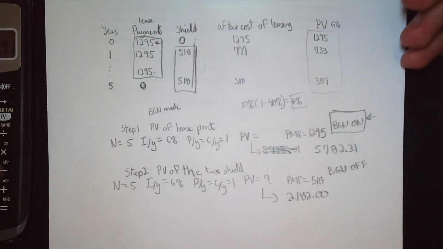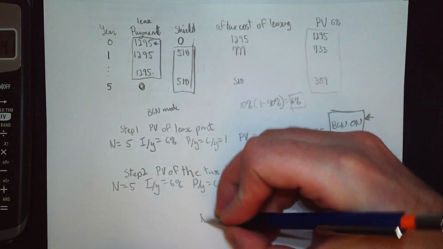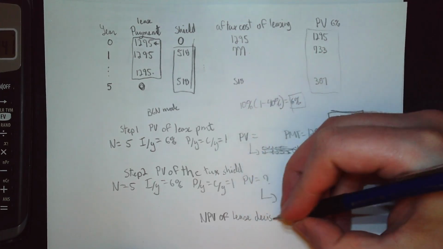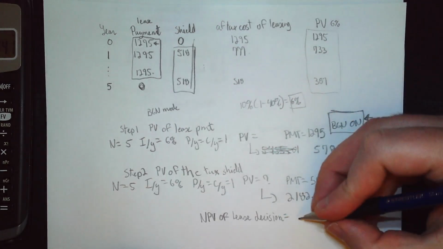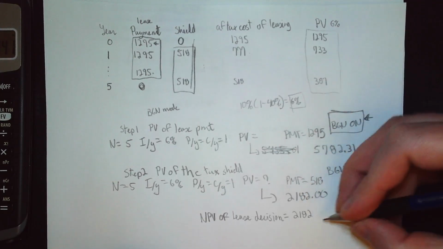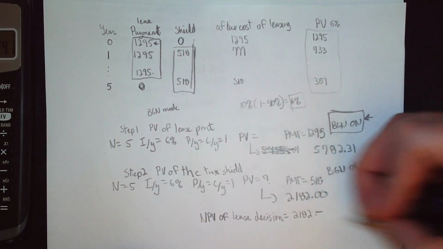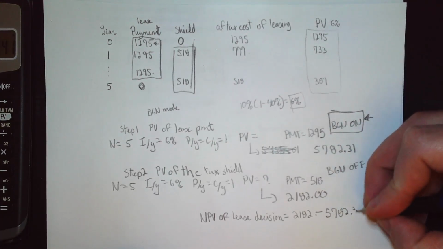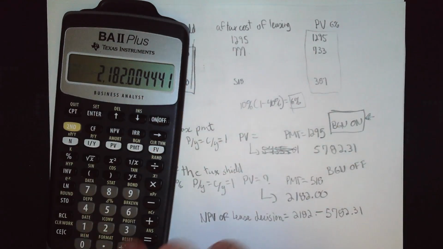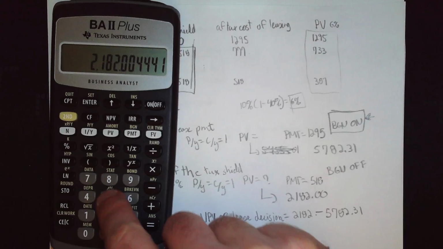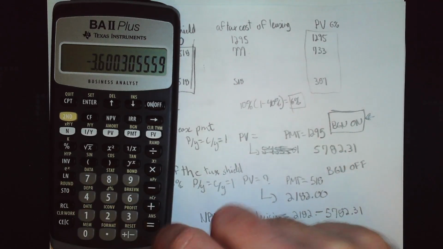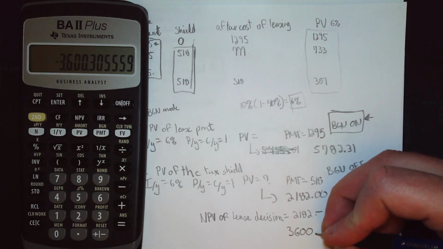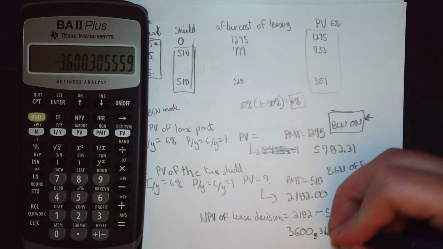Okay, we are done. The NPV of the lease decision, right? What is it? Well, we're going to receive as a cash inflow 2,182, and we are going to need to pay 5,782.31. So this should be the NPV of our lease decision. This number minus 5,782.31. And we get an NPV of the lease decision, which is 3,600.31 negative.